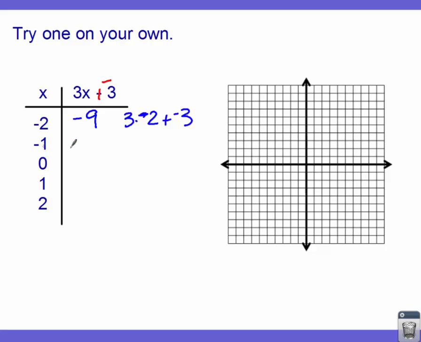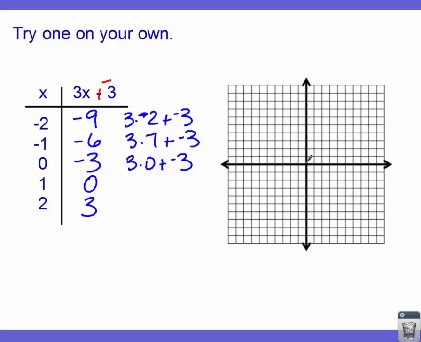Then 3 times -1 plus -3. Well, 3 times -1 gives me -3, plus -3 gives me -6. And then 3 times 0 plus -3. Well, 3 times 0 is 0, plus -3 is -3. So what's my pattern? If you'll notice, we are adding 3 each time because on that number line I'm going to the right. So if I add 3 to -3, I get 0. Add 3 more, I get 3. And now we put our points on our graph.